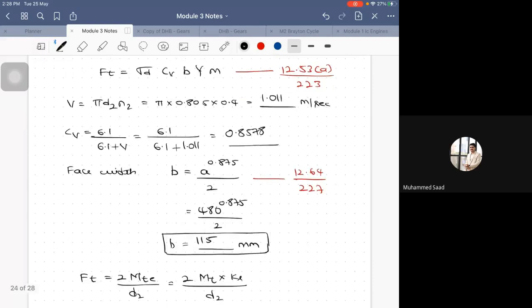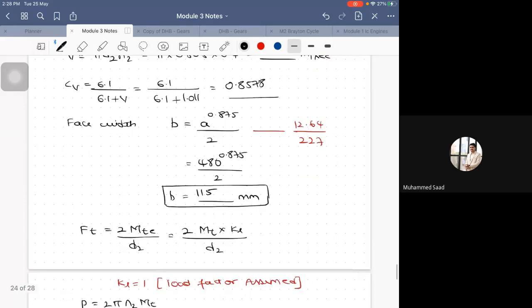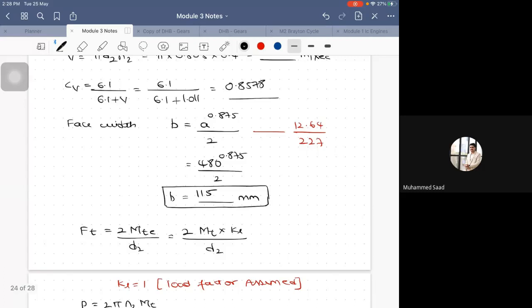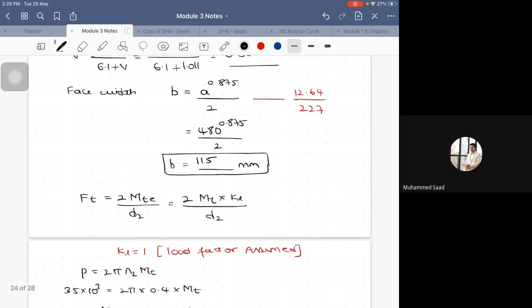So FT is given by 2 times MTE divided by UT. What is MTE? It is MT into KL, which is the load stress factor or load factor. So K is equal to 1, that is assumed. I have written that in red color. If it is not given, assume it as 1. It makes our working simpler. Now calculate the value of MT.